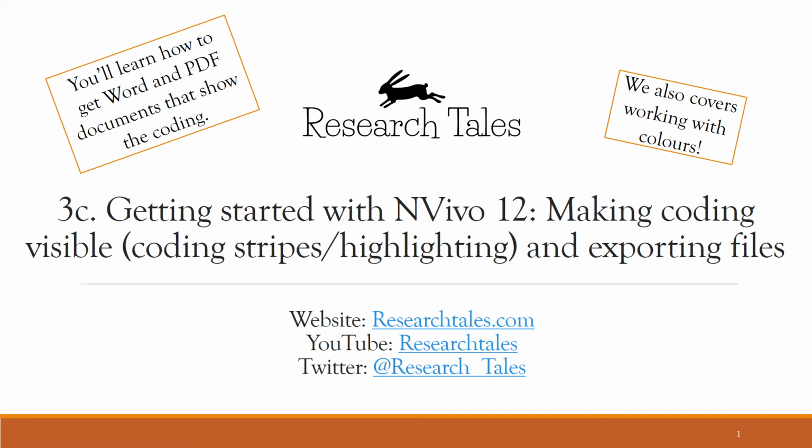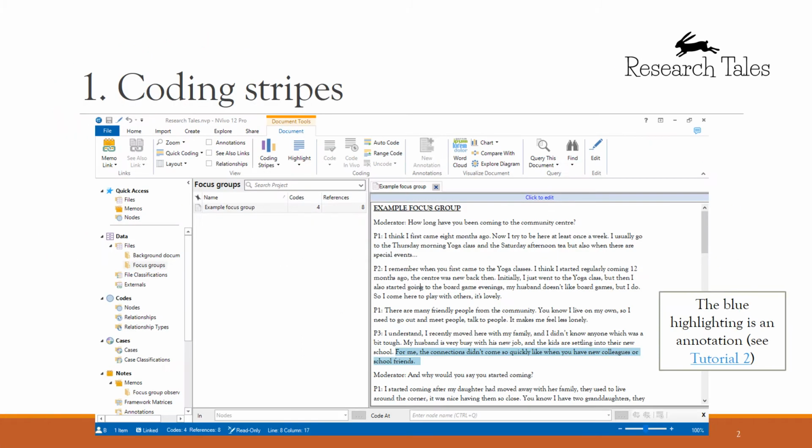In this tutorial, I show how you can make your coding visible with coding stripes and highlighting, and how you can turn coded NVivo files into Word documents and PDFs. We start off with coding stripes, and I'm using a file that I uploaded in tutorial 1 and then coded in tutorial 3a. I just opened the file here by double clicking on it, and as you can see, we don't know what we coded and where we coded.